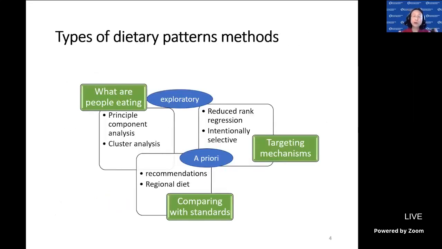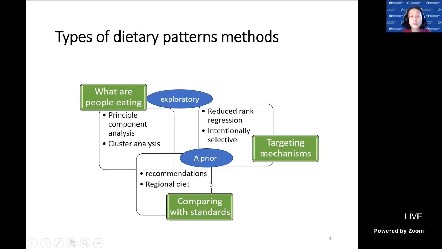All right, so in terms of methods, there are roughly three categories of methods for identifying dietary patterns. One of them is looking at what people are already eating, so trying to identify the predominant eating patterns in a population or in a subsegment of the population. And these are the exploratory methods.